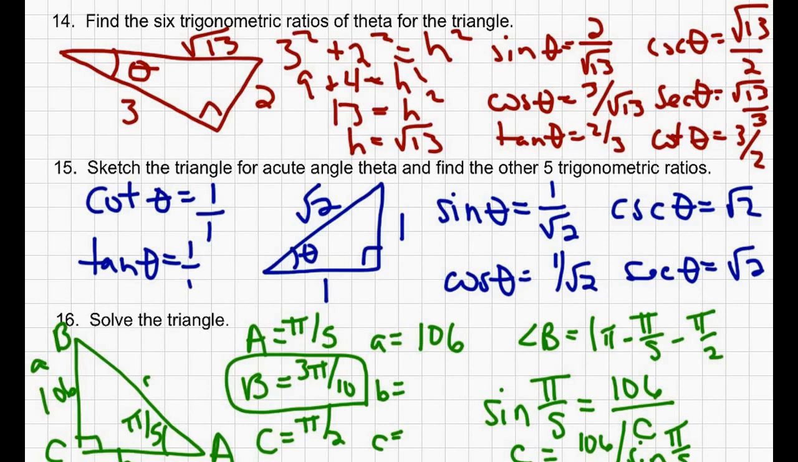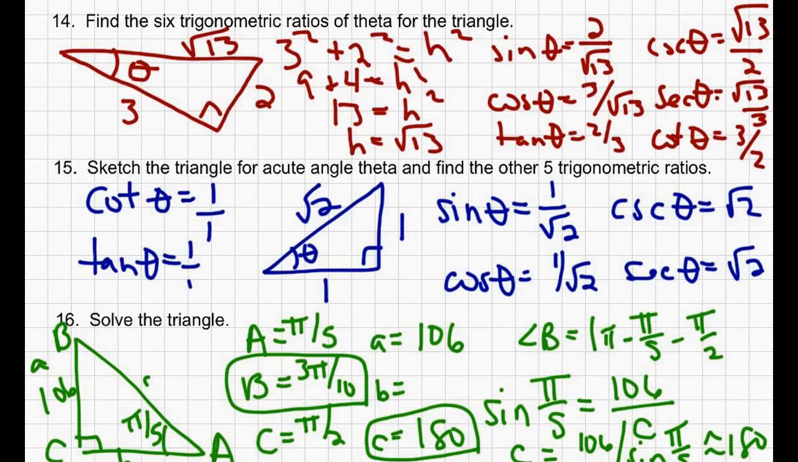In order to put this in your calculator, what mode should you be in? You should be in radian mode because you're taking the sine of a radian measure. So 106 divided by the sine of pi over 5 gives me approximately 180. So side C is about 180. It was a decimal, but I rounded it up.